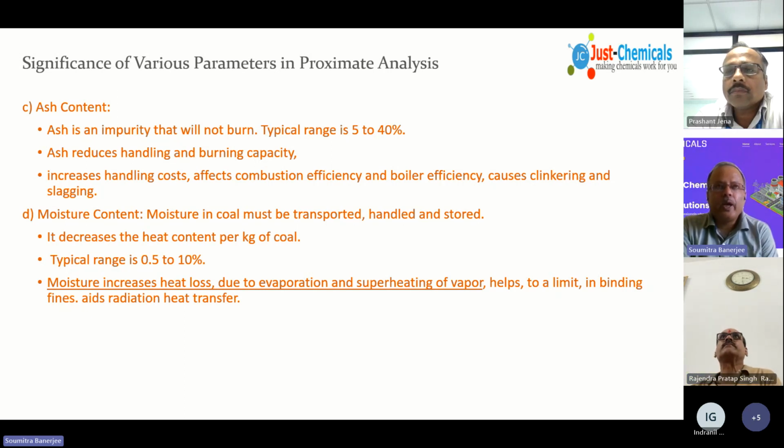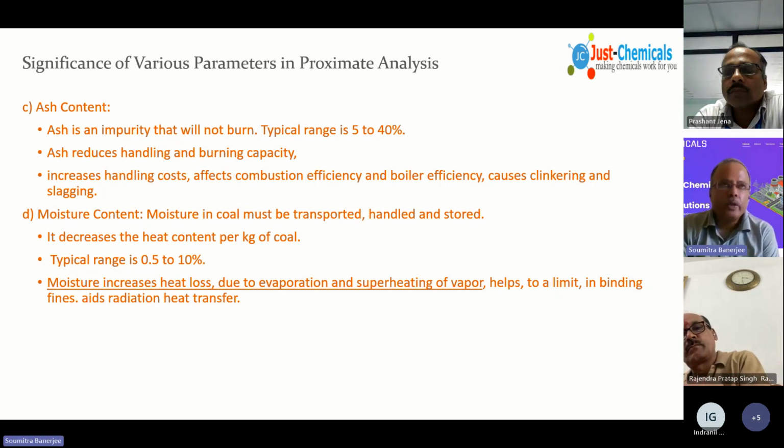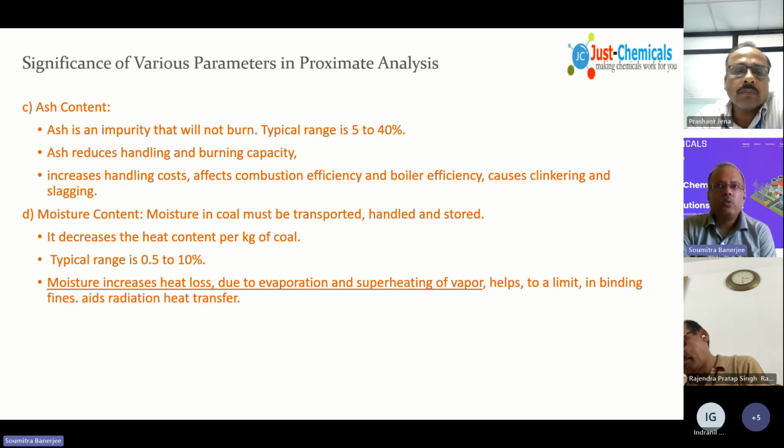Now we are paying rupees per kilocalorie, right? If we are paying rupees per kilocalorie, that is fine. But also keep in mind that this moisture is going to make your rupees per kilocalorie higher, because it is taking the latent heat of evaporation away from your boiler.